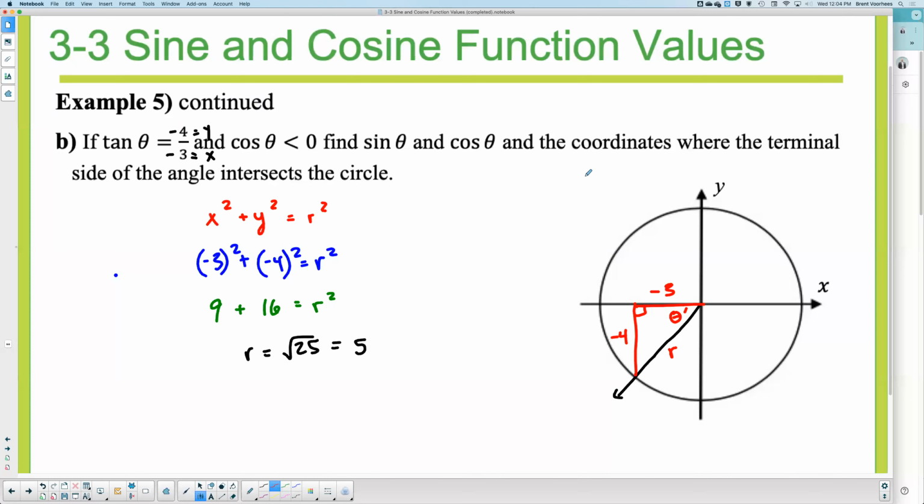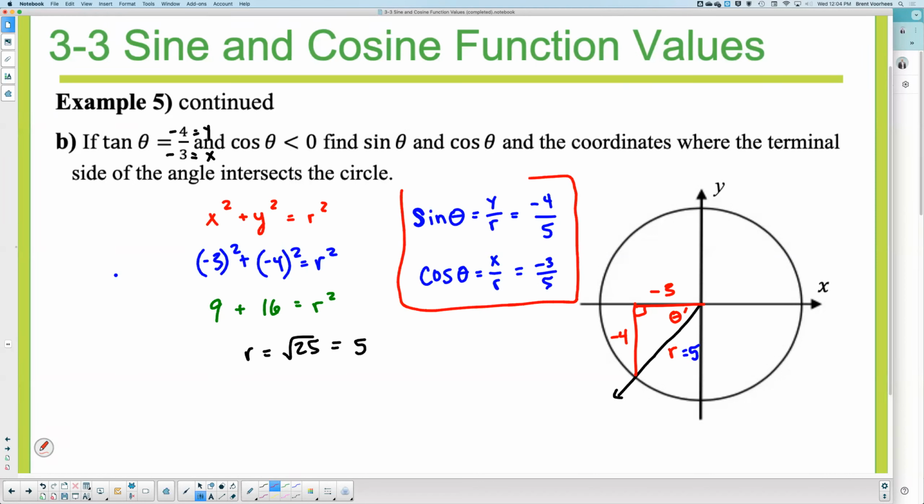And so picking up, if we had to find sine and cosine, you just go back to your ratios. So sine, we know, is the ratio of y divided by r, which in this case, the y is negative 4. And we discover that the radius is 5. So it'd be negative 4 over 5. And finally, cosine is the ratio x divided by r. Sine is y, cos is x. And so cosine here would be negative 3 divided by positive 5.